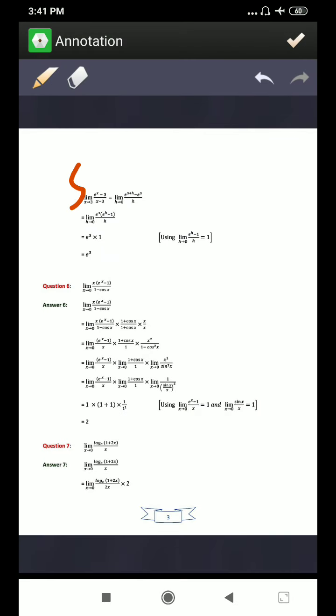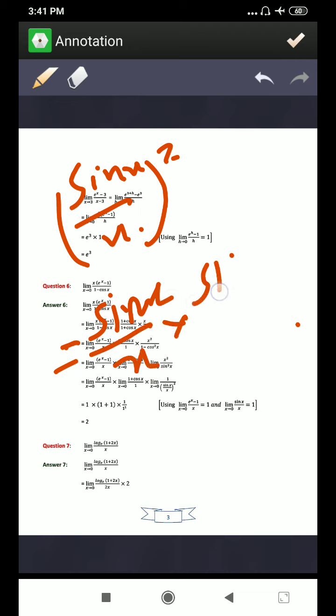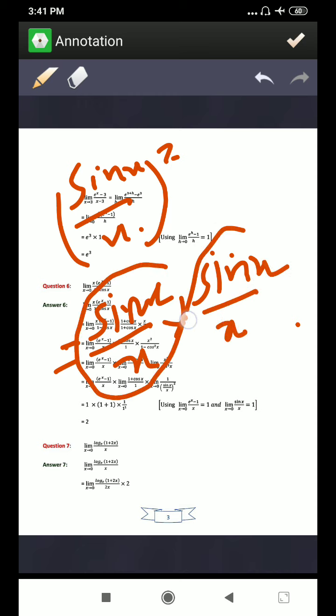Suppose it is given (sin x upon x) whole square, limit x tends to 0. How is it 1? I will show you. You can write it as sin x upon x into sin x upon x, that is, two times. Limit x tends to 0, this is 1 and this is 1. As both are 1, we can write (sin x upon x) whole square is also equal to 1. So the same property we used in that question.